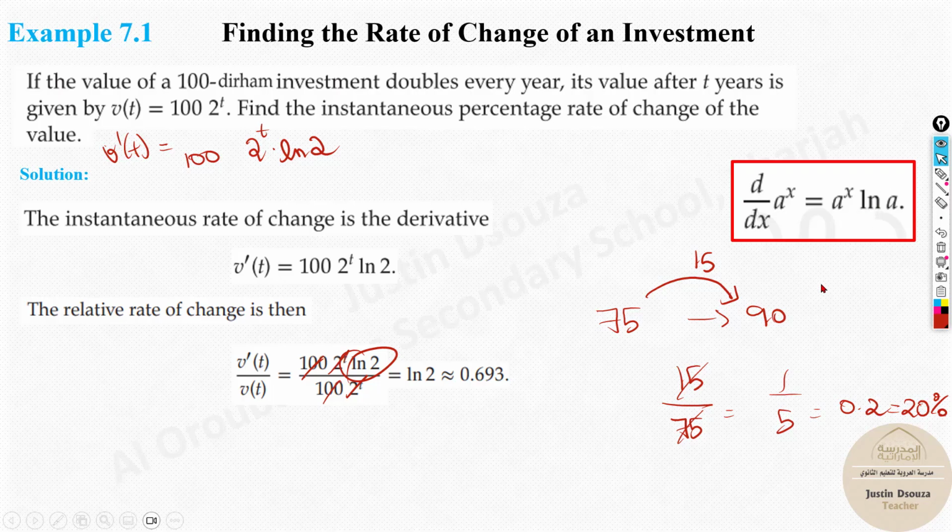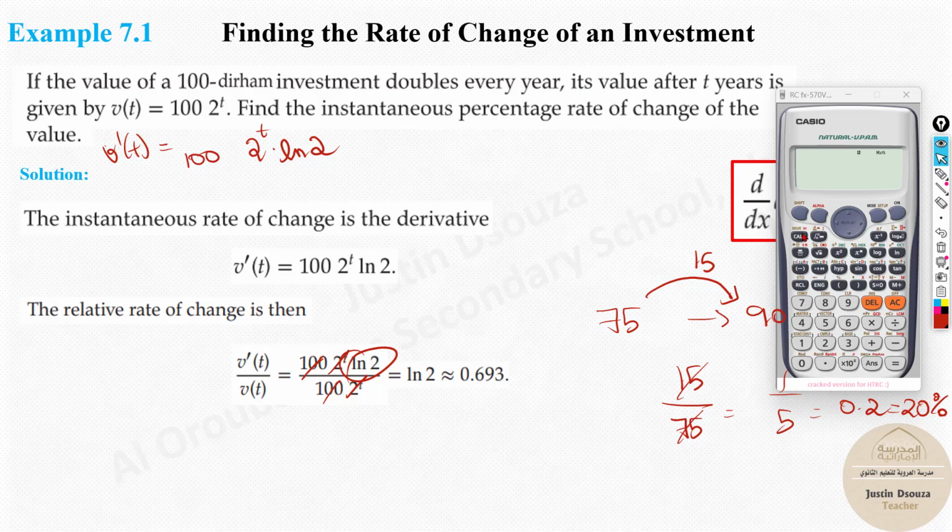0.693. How do we get that? You can easily find it in the calculator. You can take your calculator out, and over here you can see ln, natural logarithm, to close the bracket, the value is 0.693.